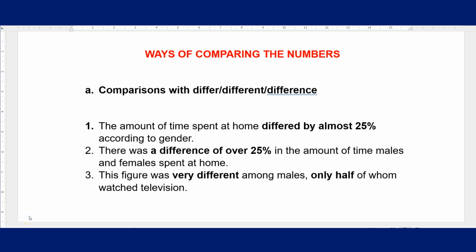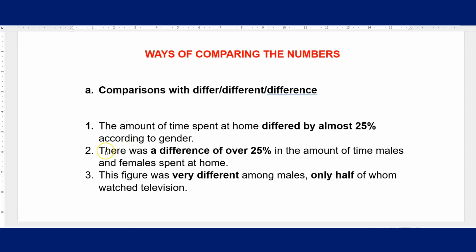So if you have some things to be similar, it can also be different. You can have several ones which are very different. So let's look at some variations that we can also use when we have differences. The amount of time spent at home differed by almost 25% according to gender. It differed, so the differences between them.